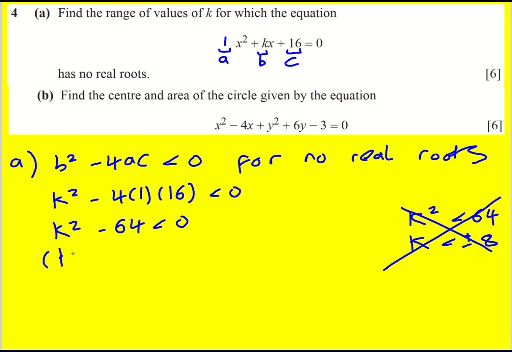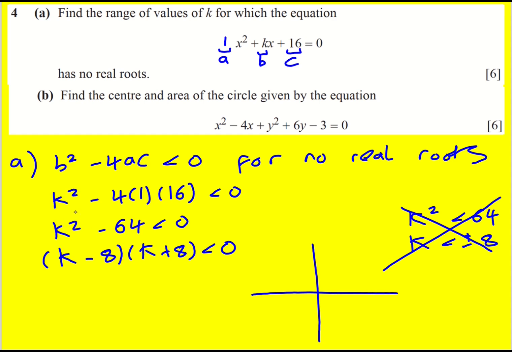The proper way to do it is going to be to factorize it. It's a difference of two squares. And then draw a little graph of what y equals this thing looks like. So there'll be a root of 8 from here, and minus 8. That's what my quadratic will look like. And then I want it to be below 0, so below the x-axis. So it's all my values between here and here. Therefore, my answer is going to be minus 8 less than k less than 8.